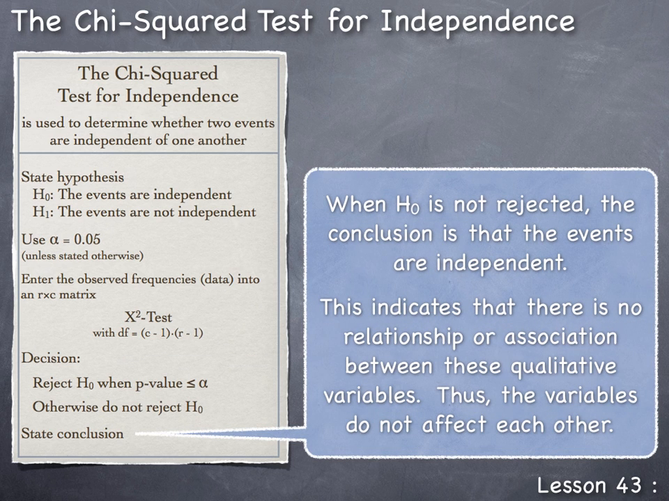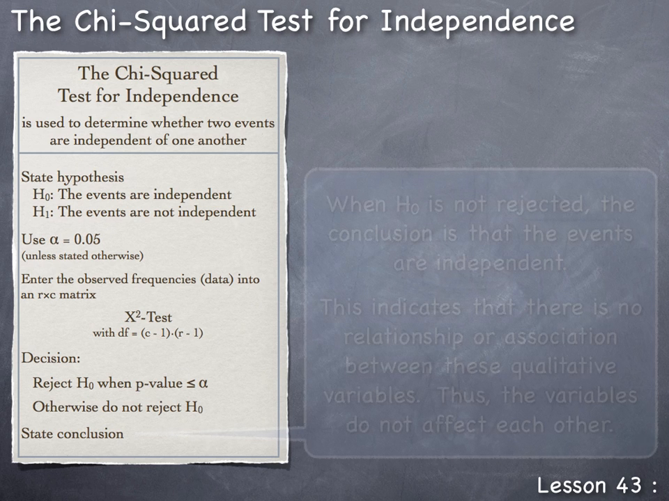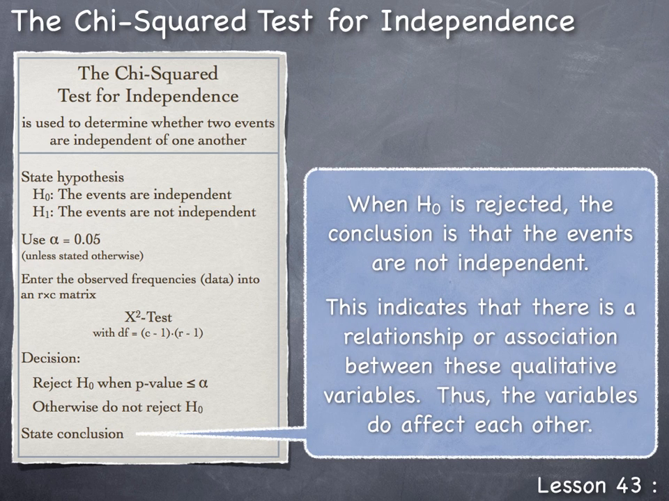When H0 is not rejected, the conclusion is that the events are independent. This indicates that there is no relationship or association between these qualitative variables. Thus, the variables do not affect each other. When H0 is rejected, the conclusion is that the events are not independent. This indicates that there is a relationship or association between these qualitative variables. Thus, the variables do affect each other.